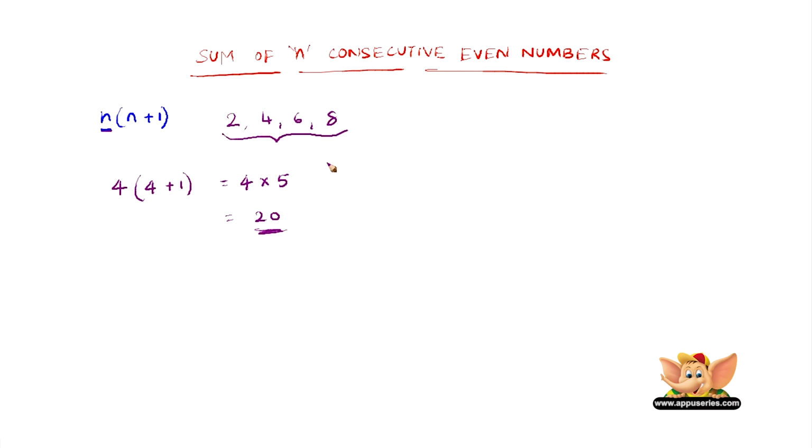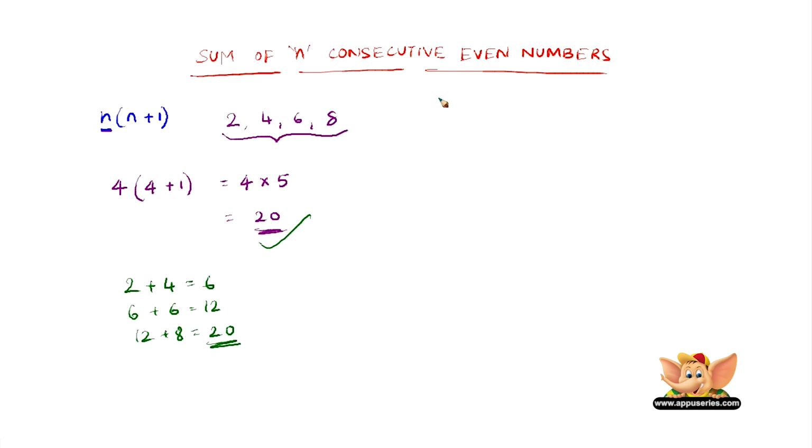So let us cross check that once. 2 plus 4 is 6. 6 plus 6 is 12. 12 plus 8 is 20. And this was much simpler. Let us take another example.